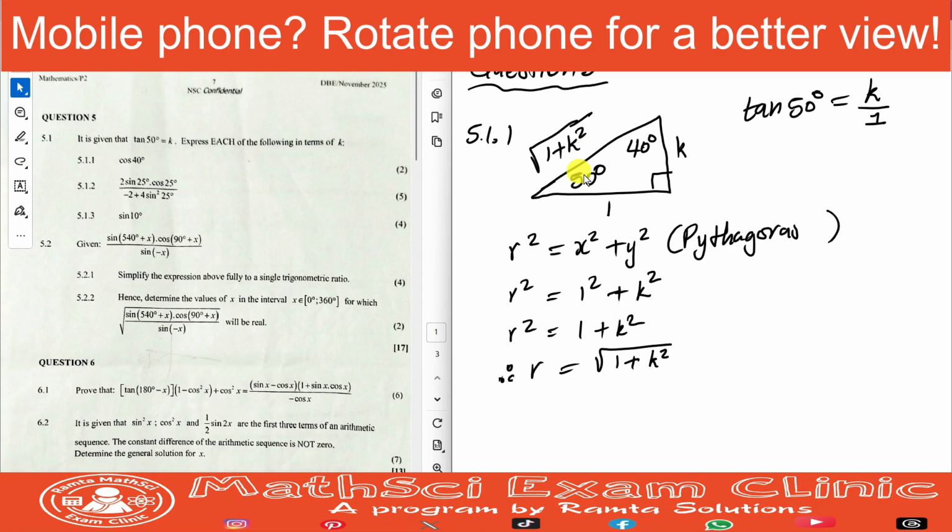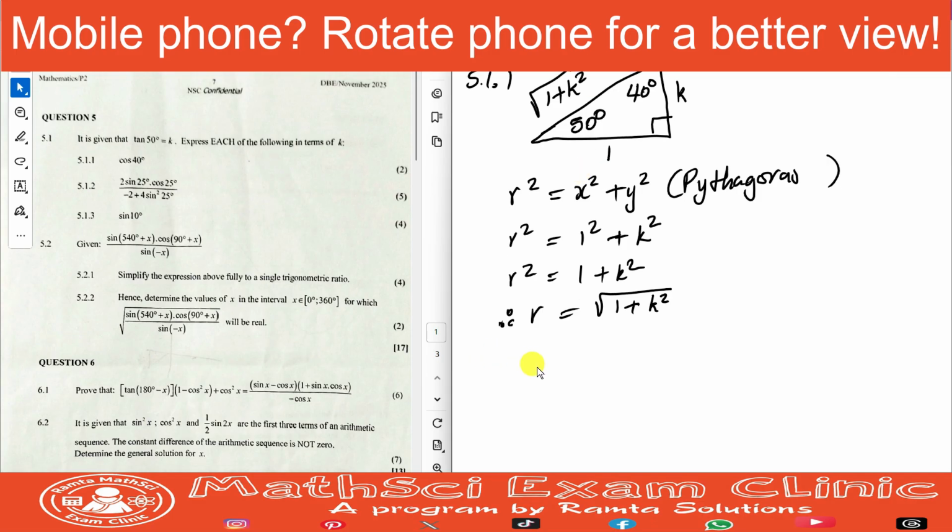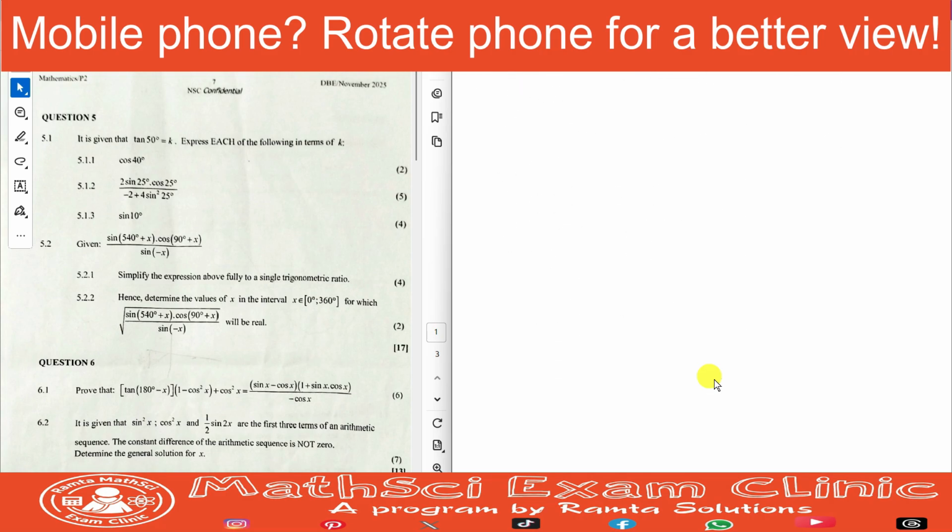Now, with this triangle complete, we can proceed and say, what is cos 40 degrees? Cosine is adjacent over hypotenuse. The side adjacent to 40 degrees is this one that is k units long. So our answer is k over the square root of 1 plus k squared, right? You good? Perfect. Moving on.